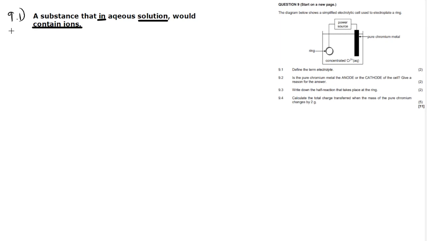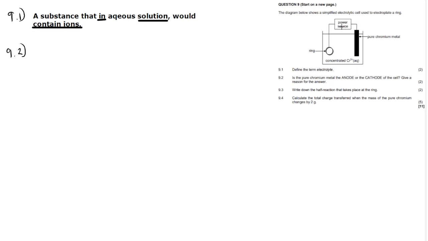I do believe that this would often be a 2 or nothing question. This is a 2-mark question, and often they will not allow marks if you don't have all the important parts here. So 9.2, is the pure chromium metal the anode or the cathode of the cell? Give a reason for your answer.